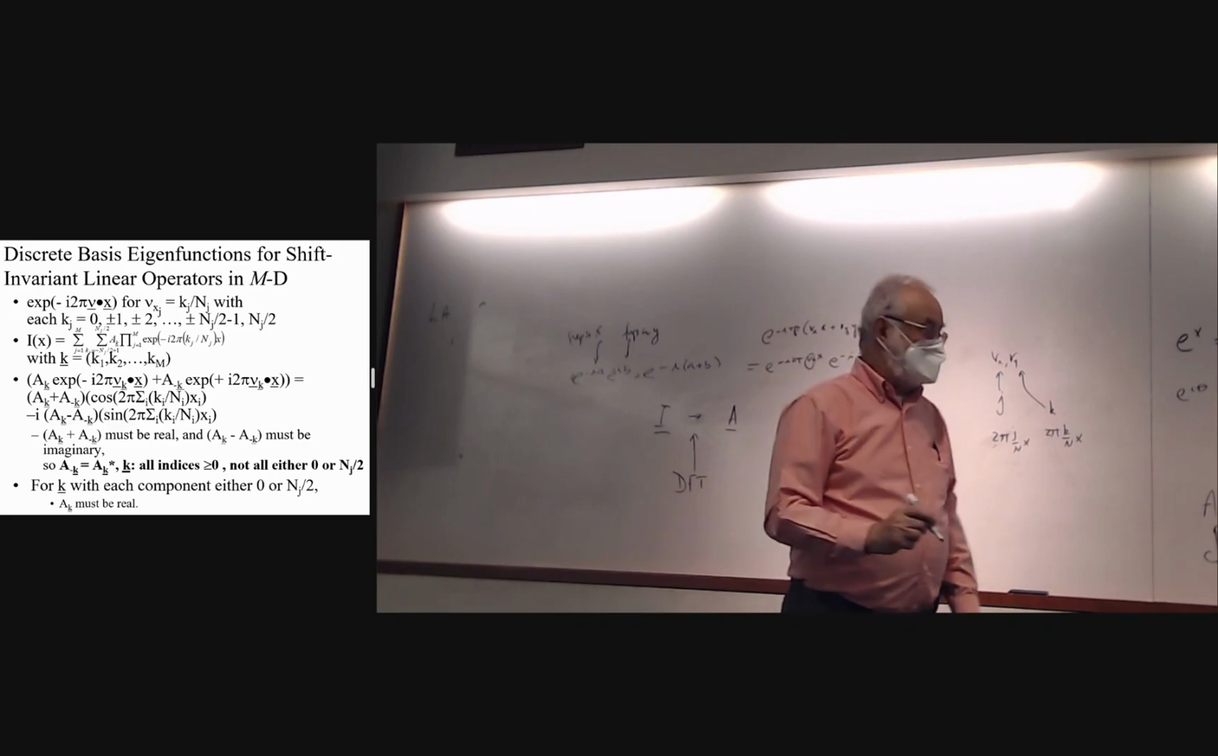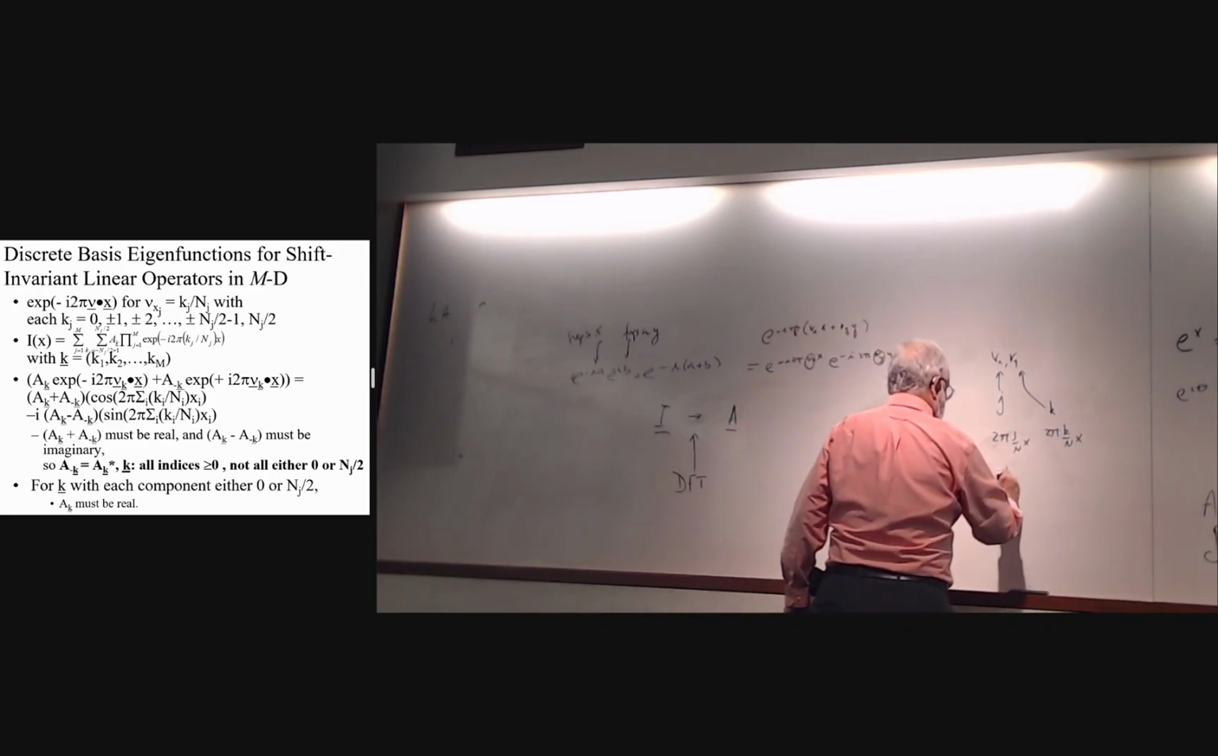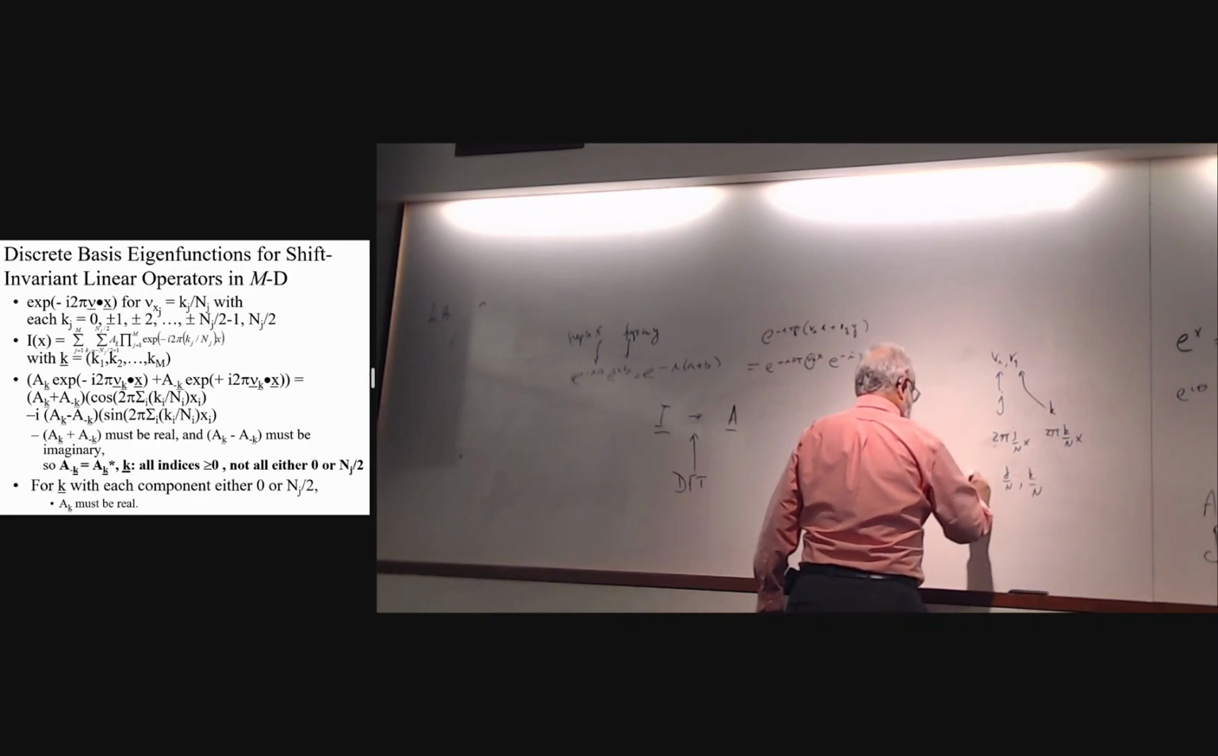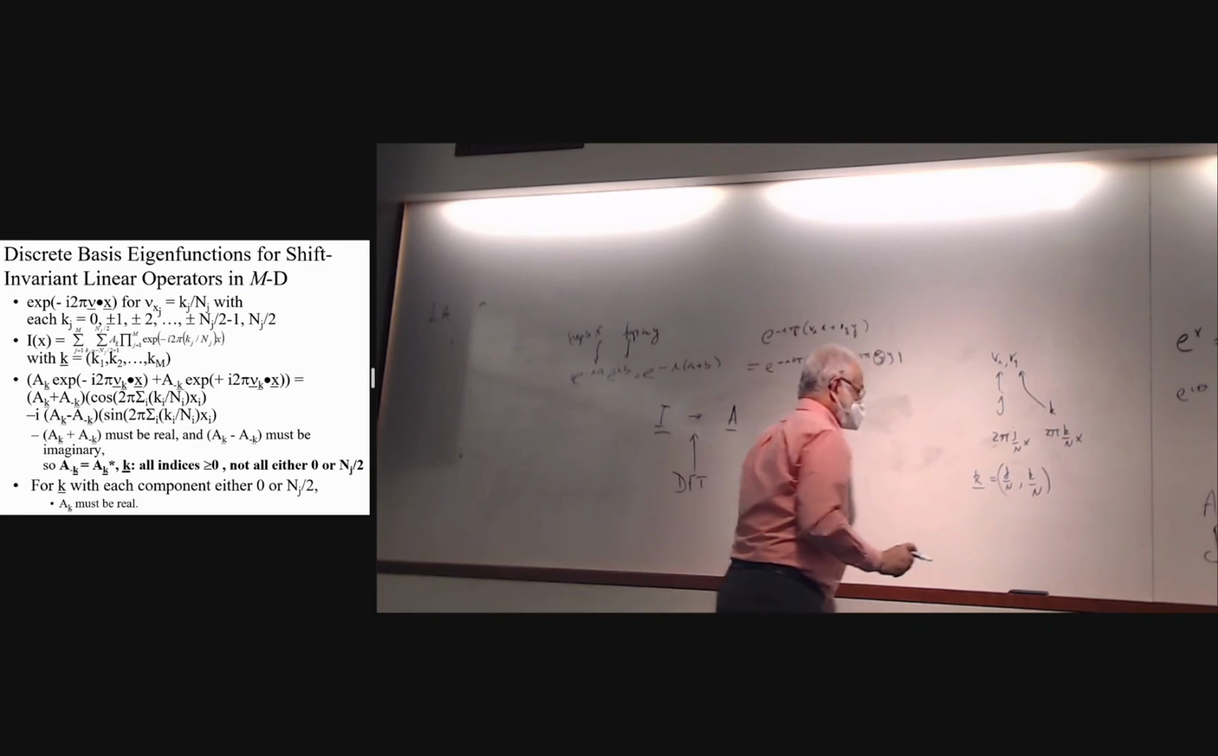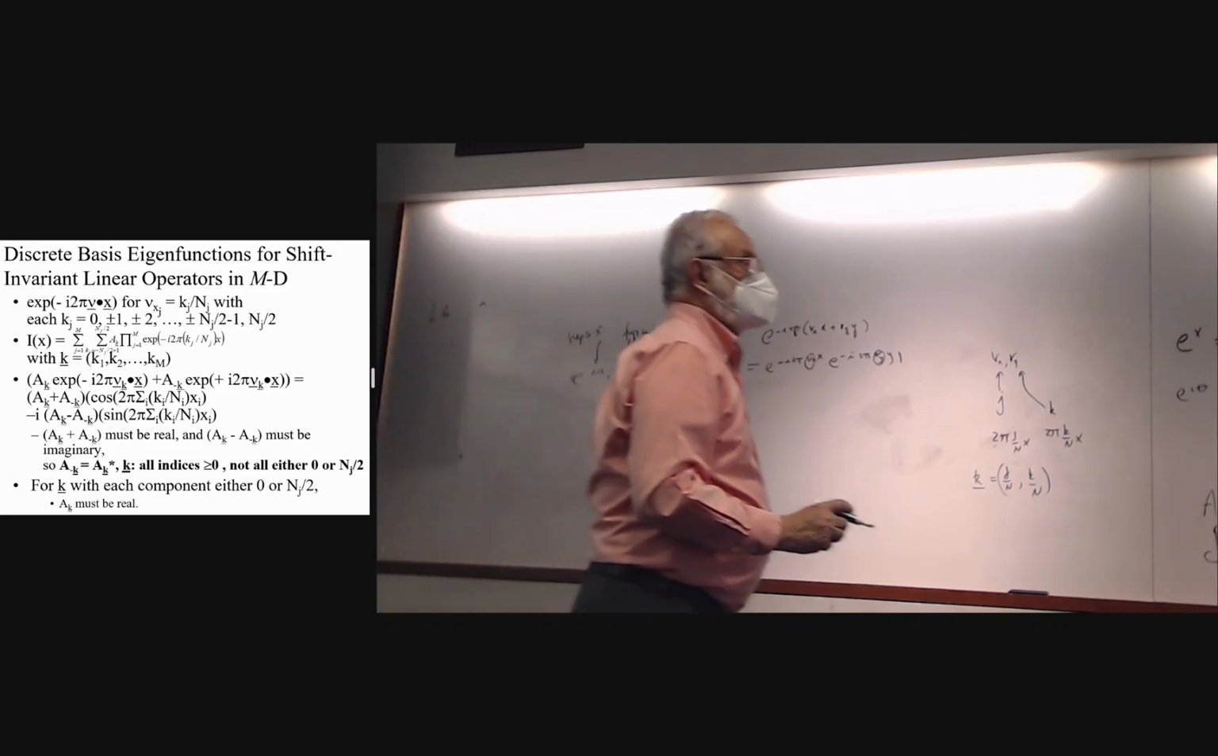Okay, and so if I think of this pair, j over n, k over n, as a pair, as a tuple, then it turns out that the same algebra that we did before gives that a sub jk is the complex conjugate of a sub minus j minus k.